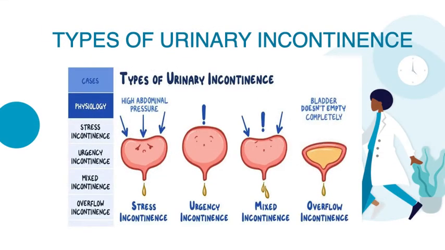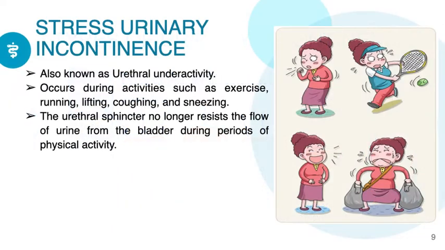There are types of urinary incontinence that we will be discussing: stress, urgency, mixed, and overflow incontinence. Let's start with stress urinary incontinence first. It is also known as urethral underactivity. It occurs during activities such as exercise, running, lifting, coughing, and sneezing. The urethral sphincter no longer resists the flow of urine from the bladder during periods of physical activity.